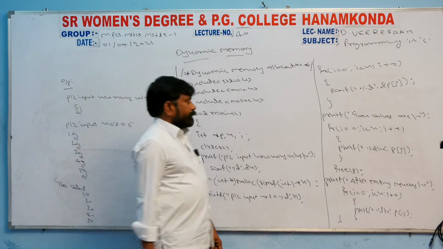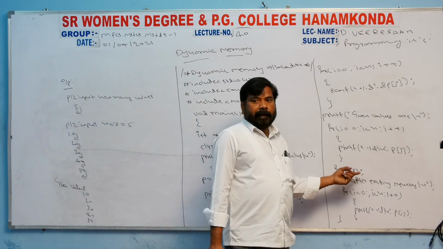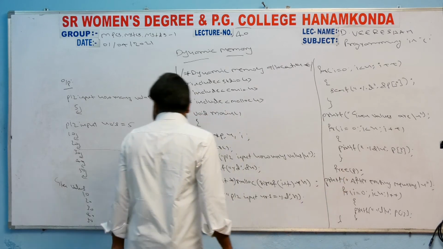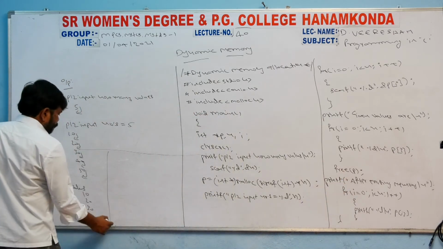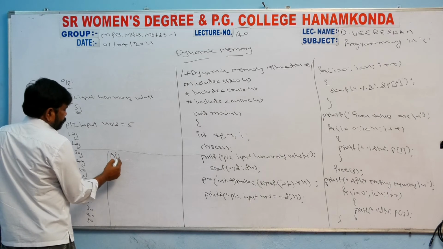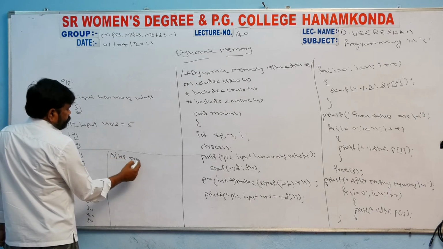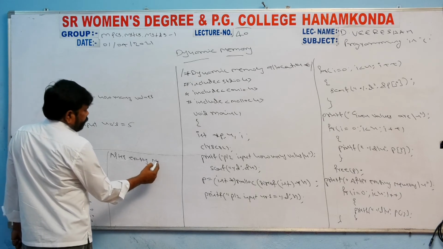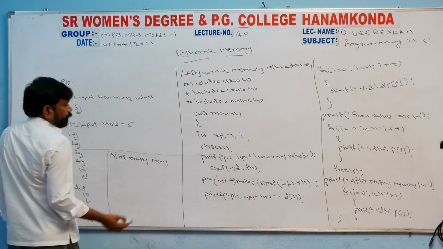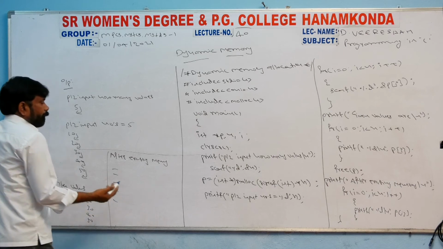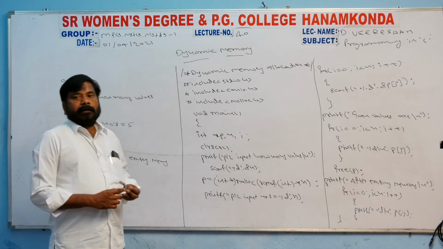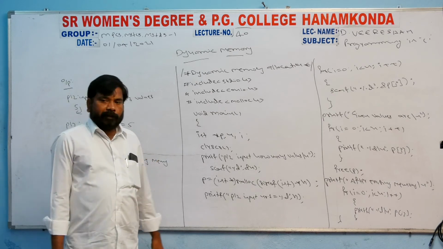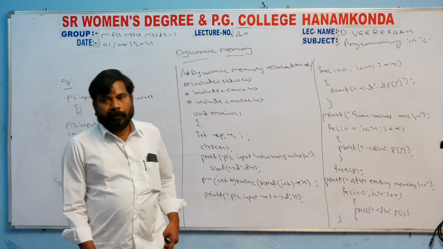After that, what am I saying? Free p. It means I am deleting the memory that you allocated. Then I will get, after erasing memory, nothing will be given to you. Why? Because there is no data inside of it. So it is about the concept of dynamic memory allocation.